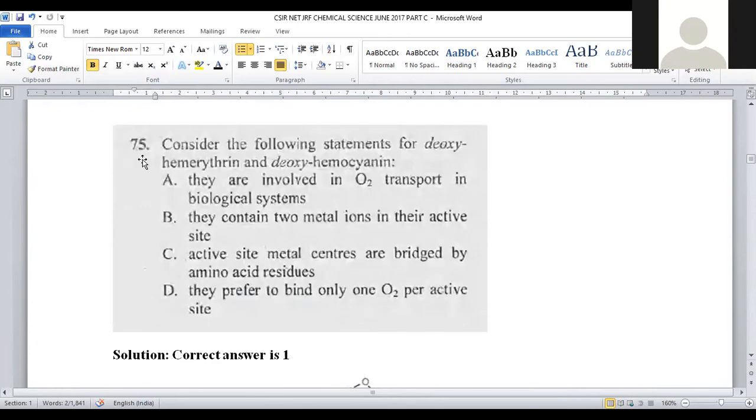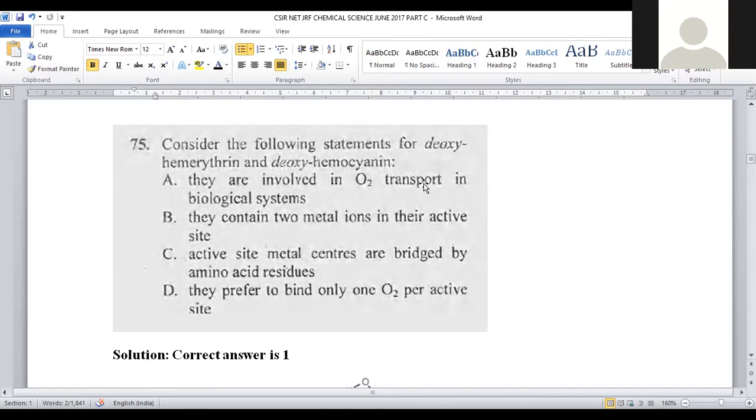Let us discuss question 75. Consider the following statements for deoxyhemerythrin and deoxyhemocyanin. This is a question from bioinorganic chemistry, where these two are the moieties, these two are the pigments, we can say, which are used to carry oxygen and store oxygen as well, right? Oxygen carriers and oxygen storage agents within living organisms. One is hemerythrin, the second is hemocyanin. They're asking about deoxyhemerythrin and deoxyhemocyanin. When these two compounds are taken, what are the right statements with respect to these two?